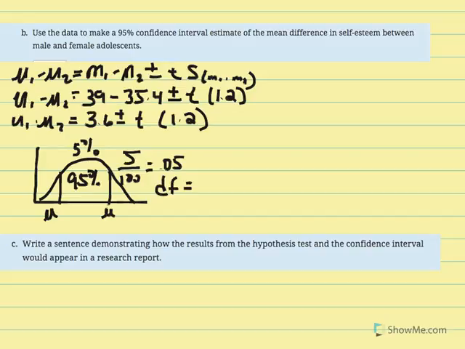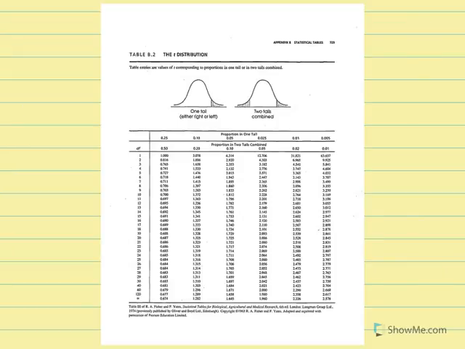Our degrees of freedom for this problem is equal to 18. So given those two things and the process of a two-tailed test, because we're calculating two values, one above and one below the mean difference, and again in the center we have 3.6, we're going to find what that t value is equal to from our t distribution. Okay, so in our t distribution, our degrees of freedom is equal to 18.